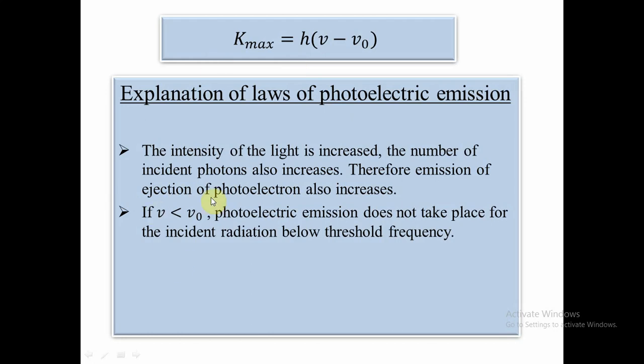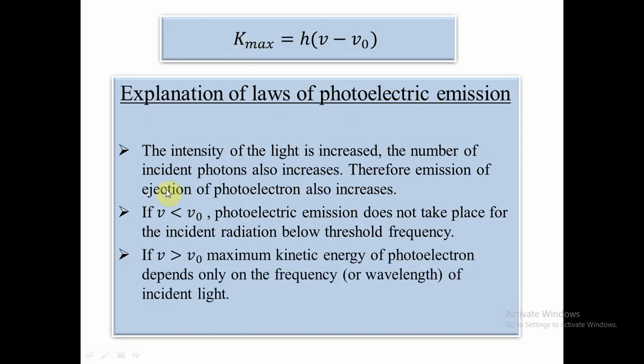The second one is if nu is less than nu naught, the photoelectric emission does not take place for incident radiation below the threshold frequency. As we have discussed in the graph, a minimum frequency is required to liberate the photoelectron. If in this equation nu is less than nu naught, then the kinetic energy becomes negative. Kinetic energy cannot exist as a negative value. Therefore, this is not possible.